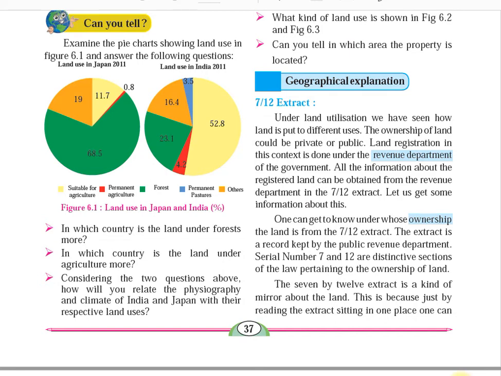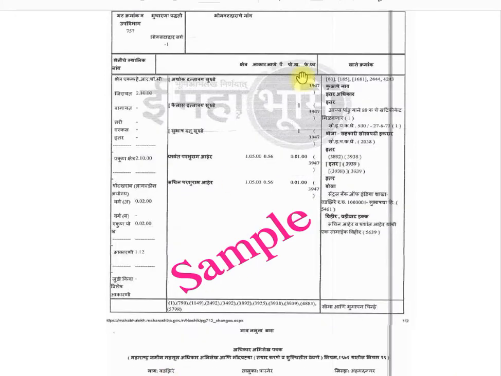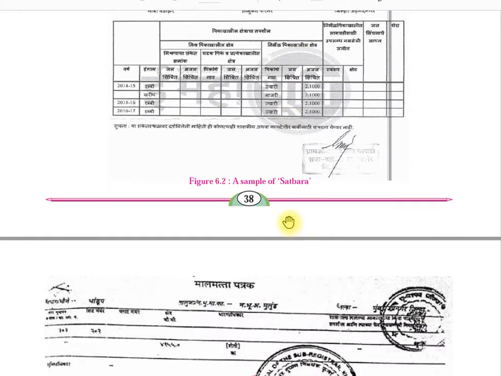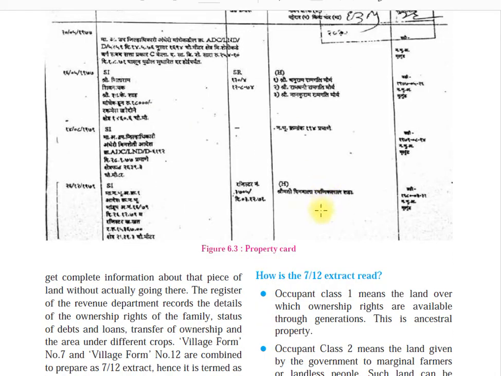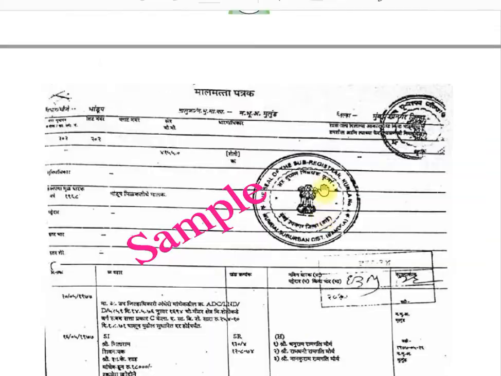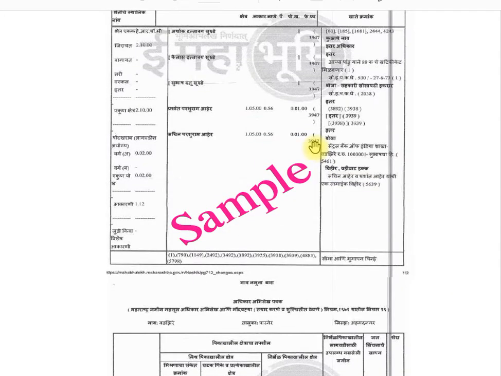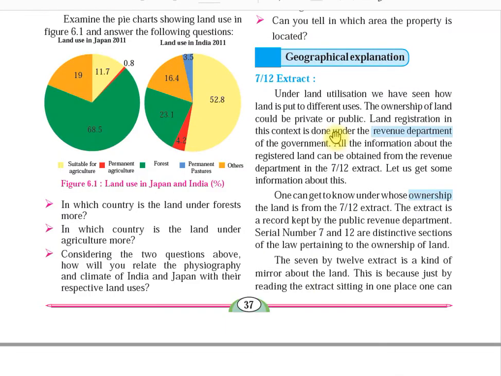Hello students, now you have got geography lecture and yesterday we saw this diagram. This sample that is a sample of Satbara, that is 7 by 12, and we have seen a sample of property card. Now today I'll start explaining. So in your textbook, come to page number 37.